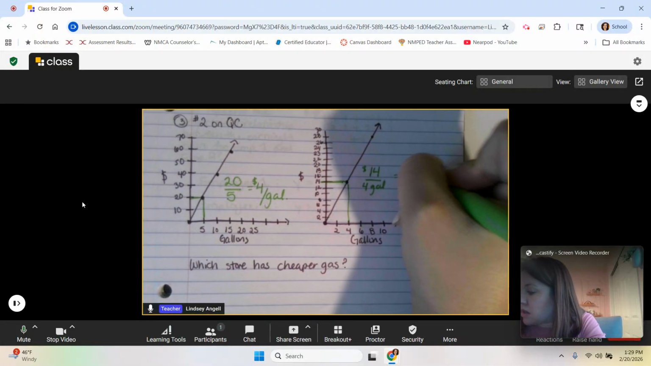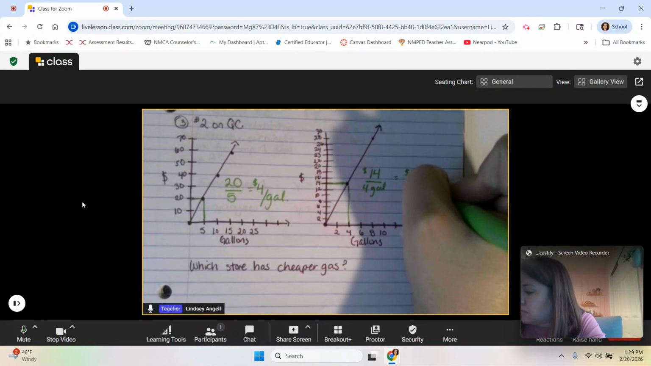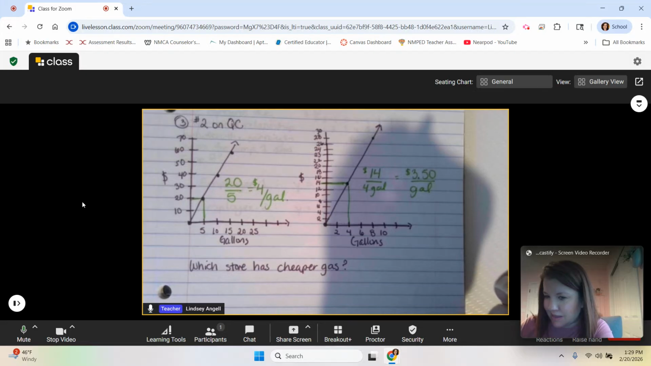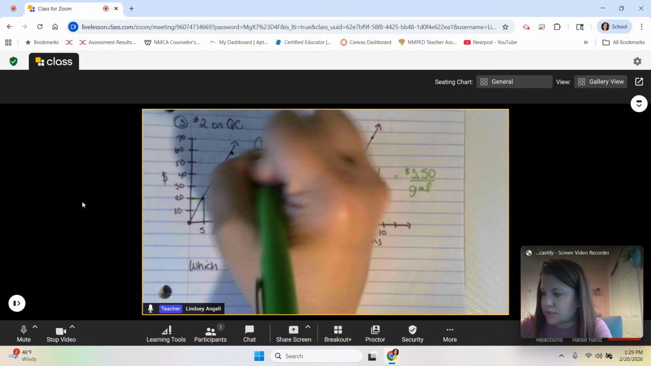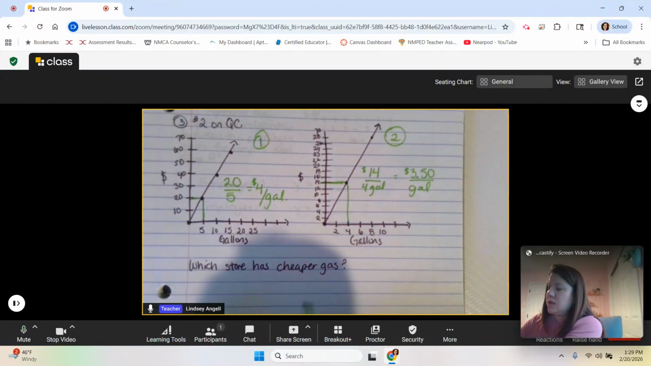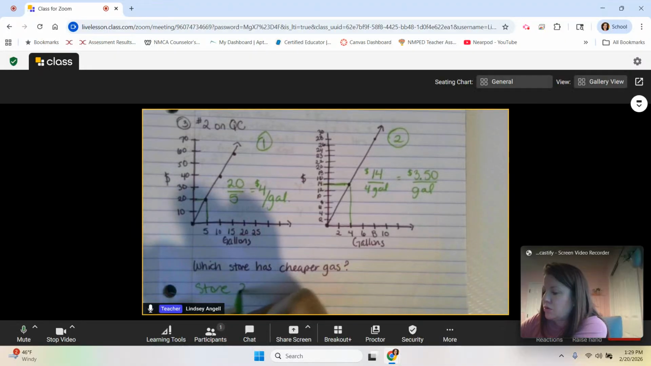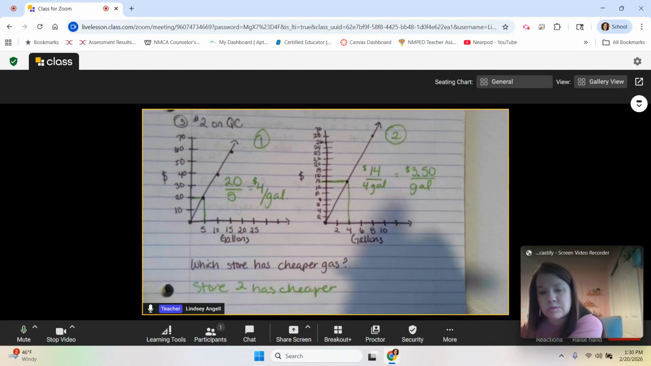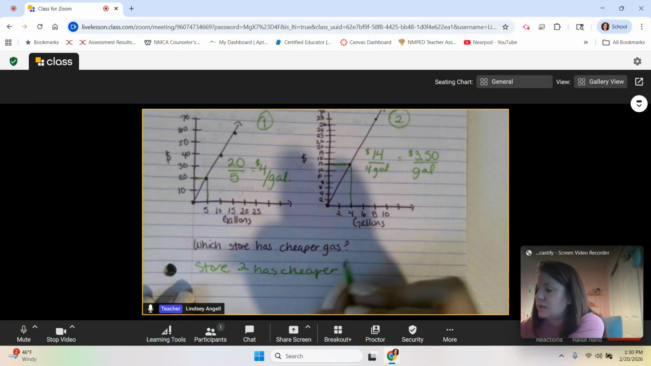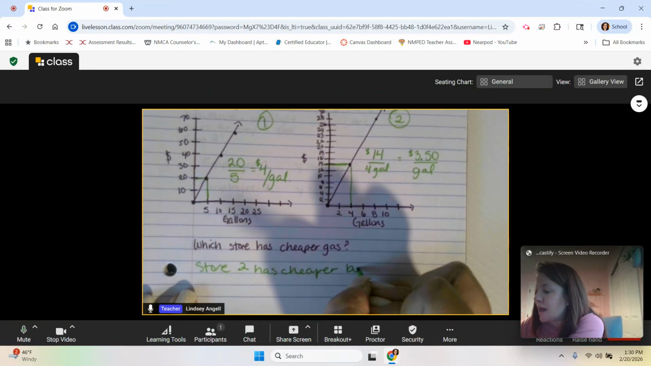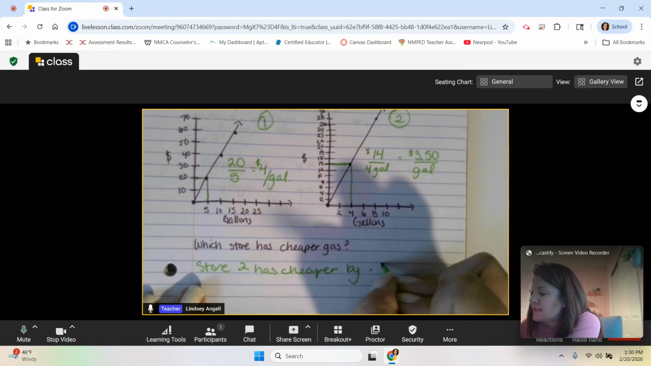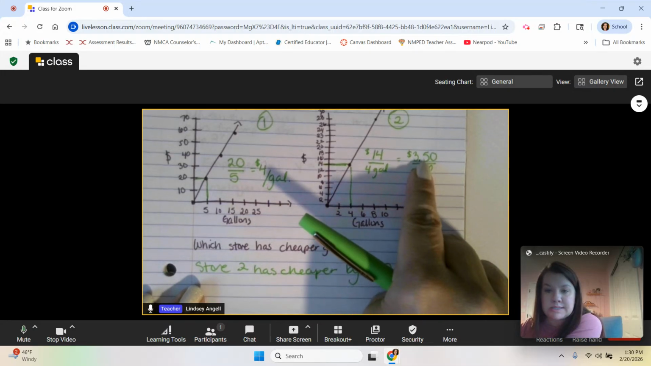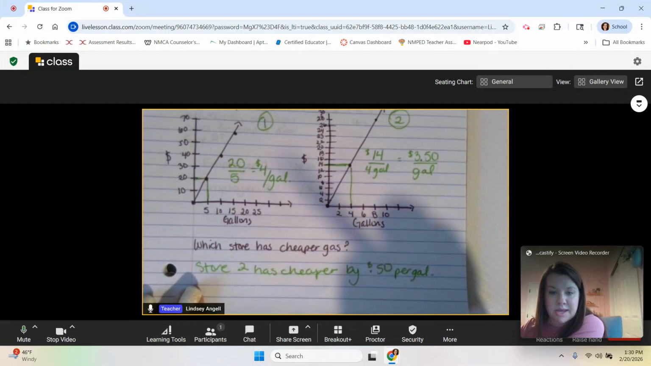So that's $3.50 per gallon. Okay, so in this case, and I forget what it is in your lesson, we'll just call this store 1 and this store 2. So store 2 has cheaper gas, and sometimes it's going to ask you by how much. So we can say by 50 cents per gallon, right? Because it's 50 cents less than this one, so that's where that's coming from.